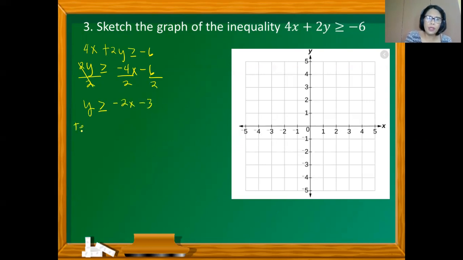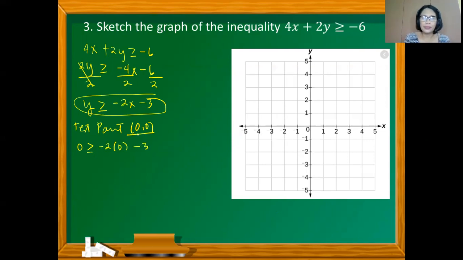And then we will do the test point, and we're going to use 0, 0. And then we will substitute this 0, 0 to this inequality. So we have 0 is greater than or equal to negative 2 times 0 minus 3. So we have 0 is greater than or equal to negative 3. This time, this is a true statement. So 0, 0 should be in the shaded region.